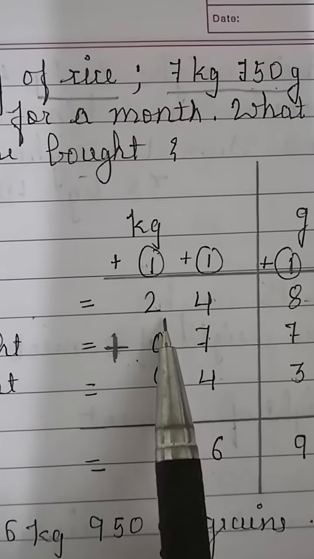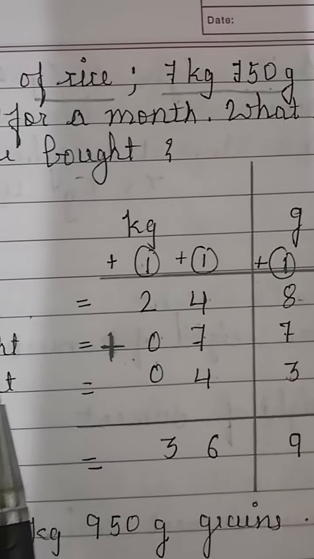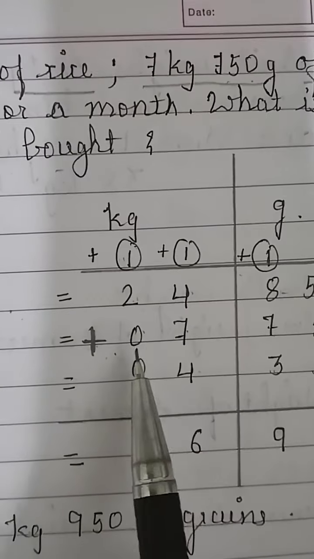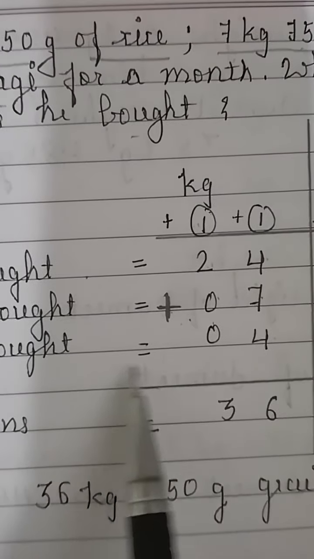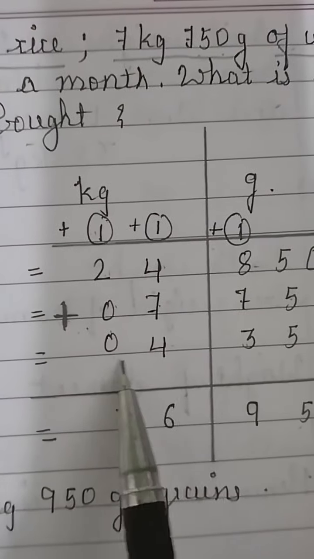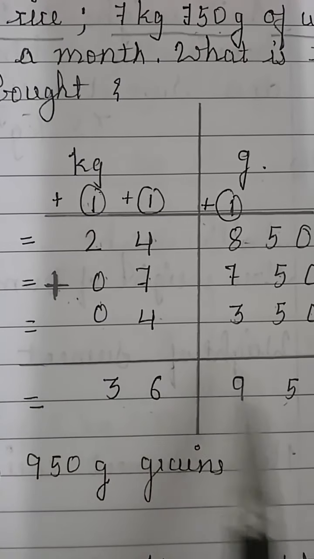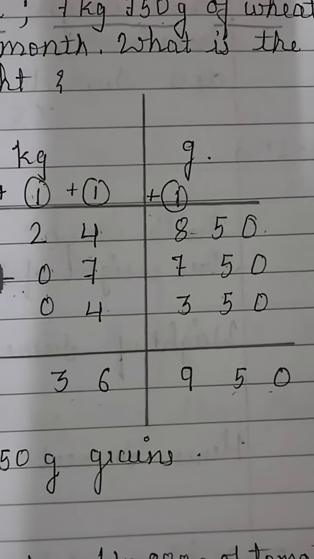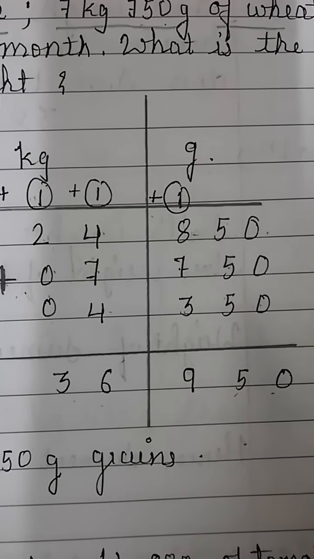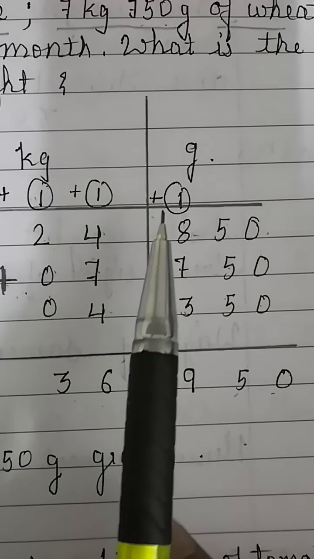So we will write the solution. Quantity of rice bought by Rahul is 24 kg 850 gram. Then quantity of wheat bought by Rahul is 7 kg 750 gram, and quantity of ragi bought by Rahul is 4 kg 350 gram. Now we will add all these quantities together to find its total weight. So let's add the gram first. 0 plus 0, 0. 5 plus 5, 10, plus 5, 15. We'll write 5, carry over 1 to the next place.